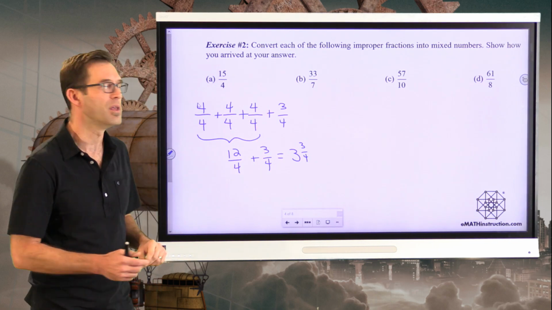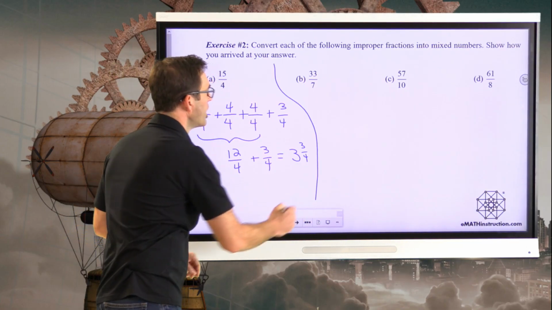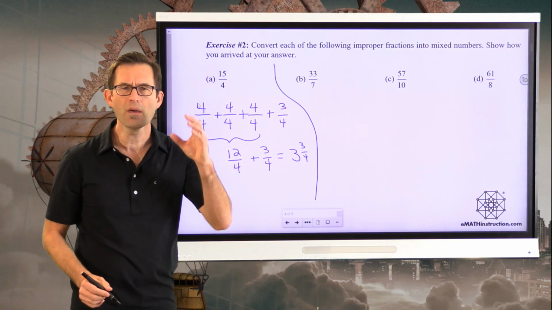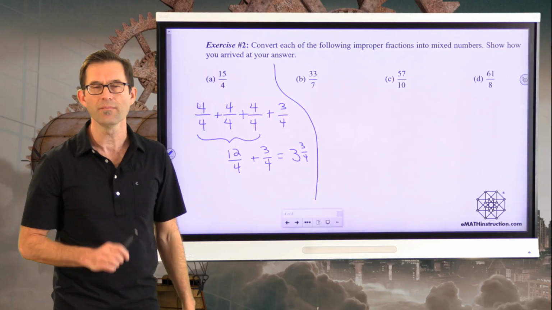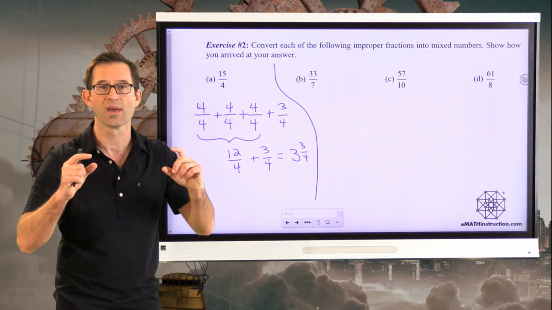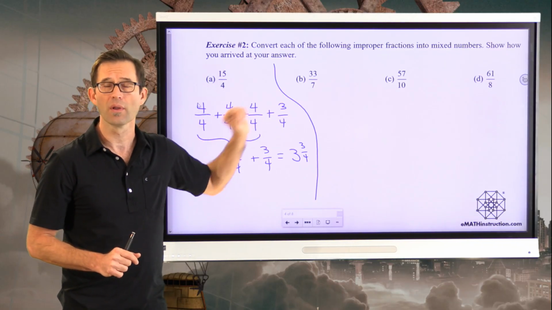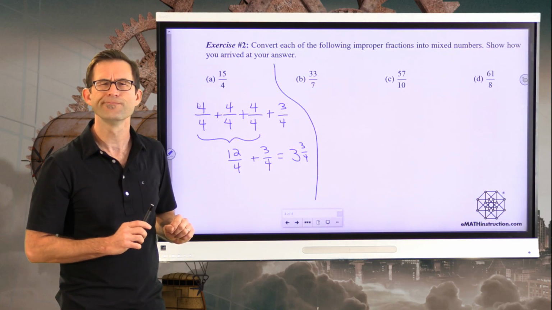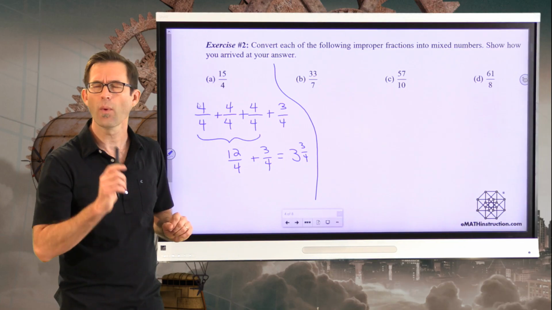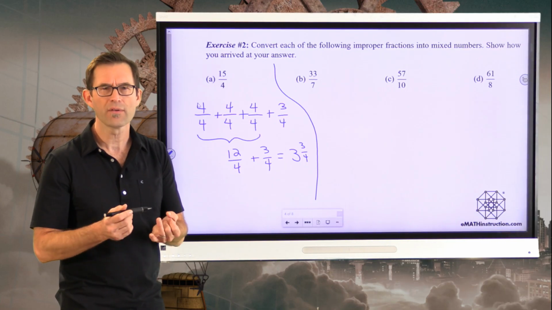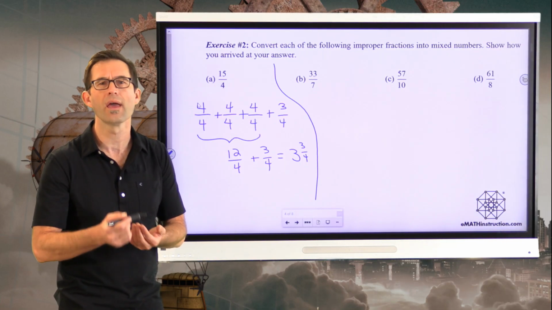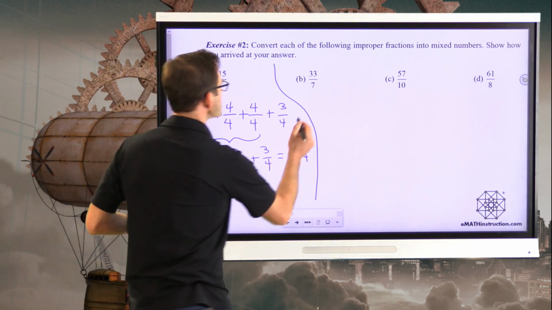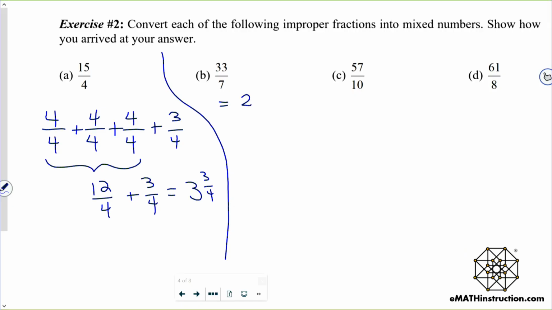Let's take a look at that on letter B for a second. 33/7. Think about the largest multiple of 7, because I have 7/7, 7/7, 7/7, etc. The largest multiple of 7 that's still less than 33. Think about that just for a minute. It's 28. You know, it's like 7, 14, 21, 28, 35, etc. So we could think about this as 28/7 plus an extra 5/7.